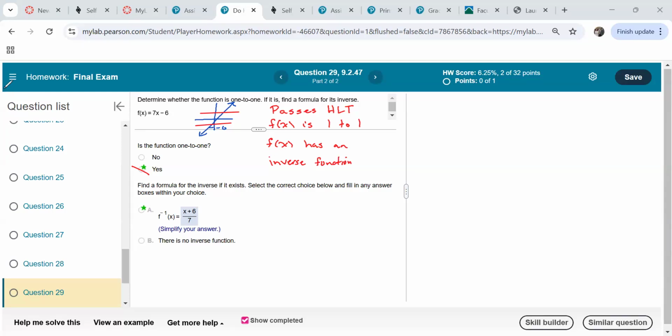When you're looking for your inverse function, what you're going to do is take your function. And the first thing you want to do is instead of writing f(x), we're going to change that to a y. So remember, f(x) just means y. Then we're going to switch places with the x and the y. So x equals 7y minus 6. All right, so technically this is where I do have the inverse. So I want to write it in inverse function notation. So my next step is I'm going to solve for y.